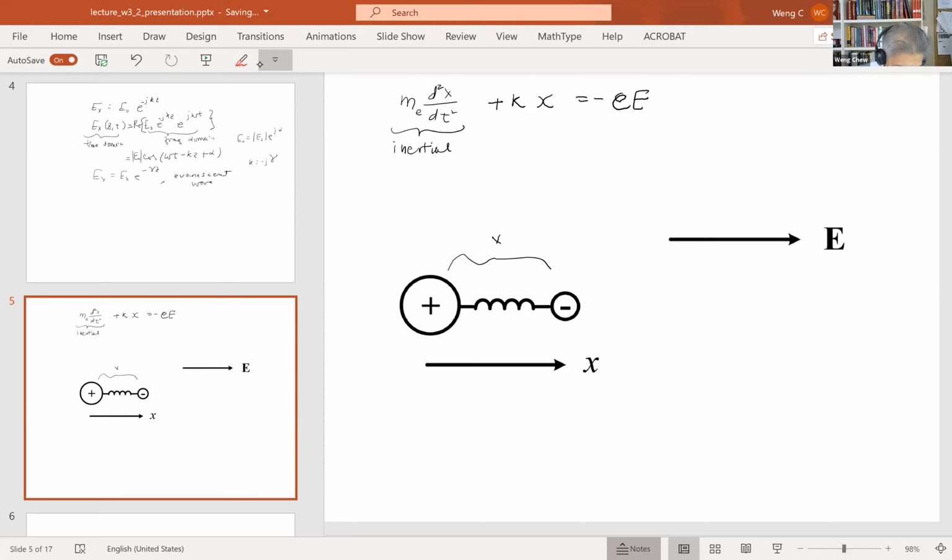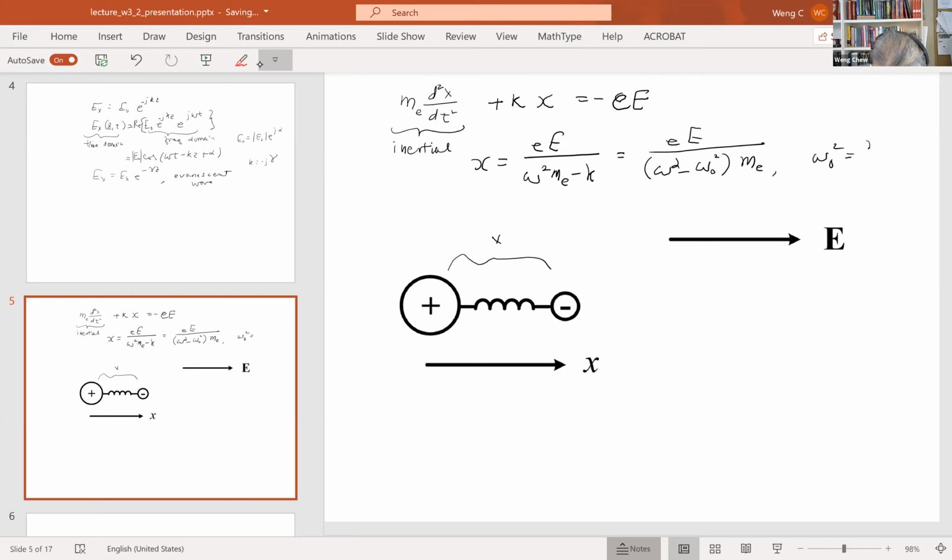I won't go through the same technique again, but essentially you will get an x with something like eE over omega squared m_e minus kappa. Okay, you will get such a thing. You can plug in your phasor technique and I can rewrite this as eE over m_e times omega squared minus omega naught squared. I just bring the m_e out, and omega naught squared is just equal to kappa over m_e. Can you see that? If you cannot see the mathematics, that's fine. I'm just doing the mathematics a bit fast, okay?